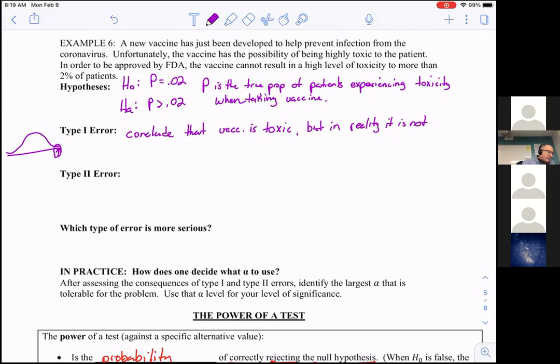We'll go ahead and write the consequence in there. What is my consequence? We concluded it's too toxic, but in reality, it's not. So what happens? We determine the vaccine is bad and do not use a good vaccine.